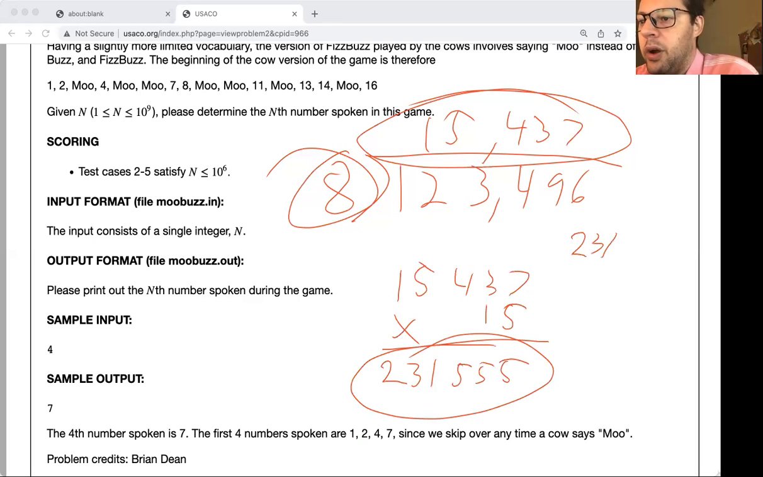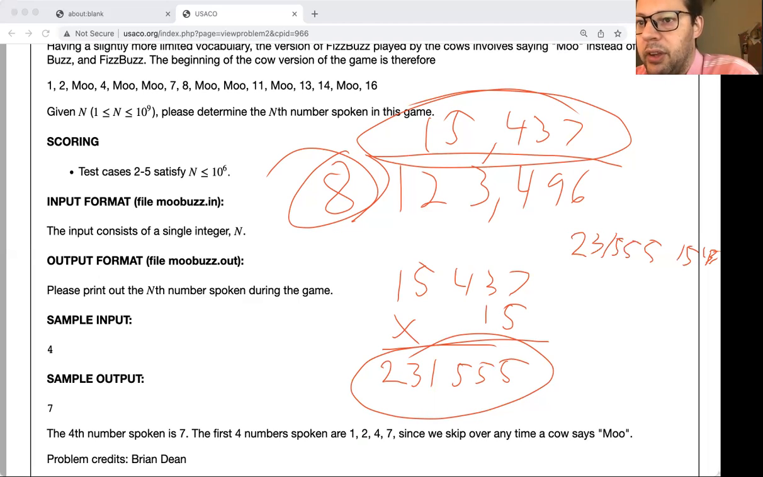So 231,555 is the 15,437th number. And from there, then I can. Did that come out evenly? 15,437. I wanted the 123rd. Wait, what happened with that math there?